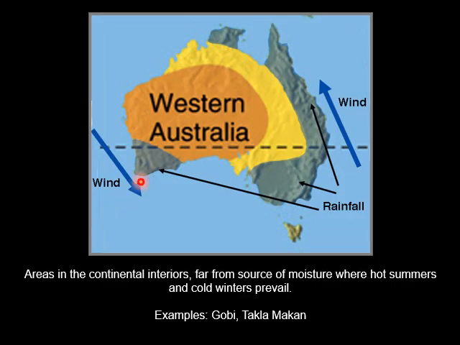Continental deserts, like the one in Western Australia. These are areas in continental interiors, very far away from the source of moisture, where hot summers and cold winters prevail. Examples: Gobi, Taklamakan.